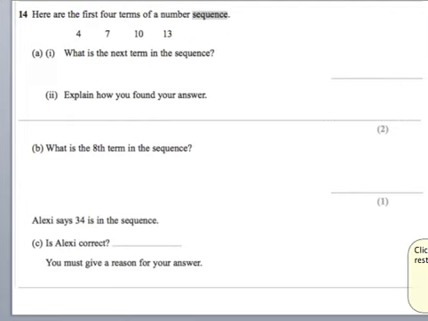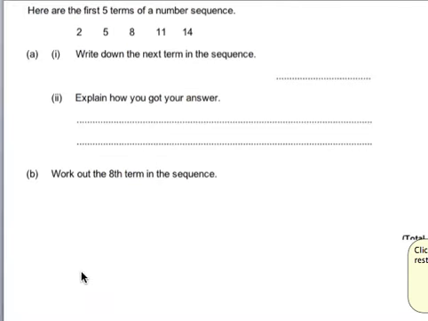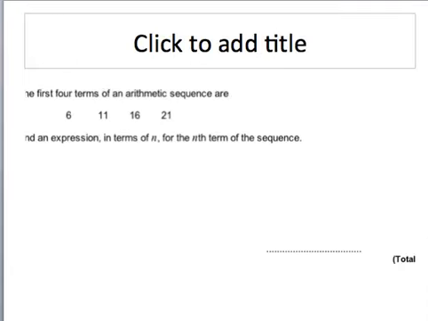Then I'm going to leave you with 2 questions that you can try on your own. Again, first 5 terms, write down the next term, work out the 8th term. And here, the first 4 terms of an arithmetic sequence are 6, 11, 16, 21. Find an expression in terms of n for the nth term in this sequence. See if anybody can get the answer before Mr.